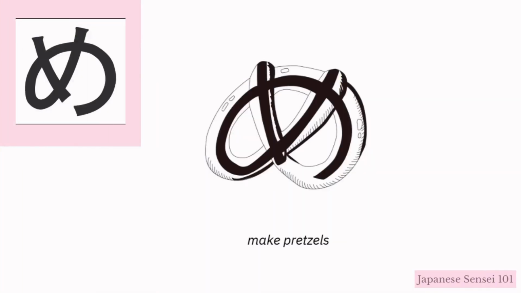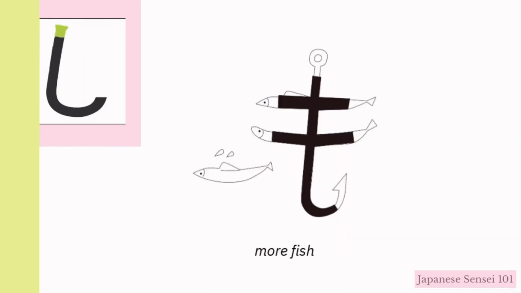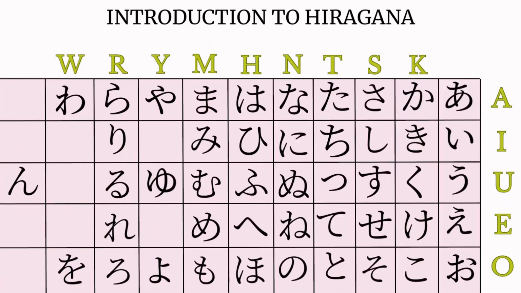め、め、 To memorize this, imagine the hiragana me as a pretzel with a loop. も、も、 Imagine the hiragana mo as a hook with multiple fish hanging from it. Great job on mastering the 7th column. Let's move on to the next consonant, Y.